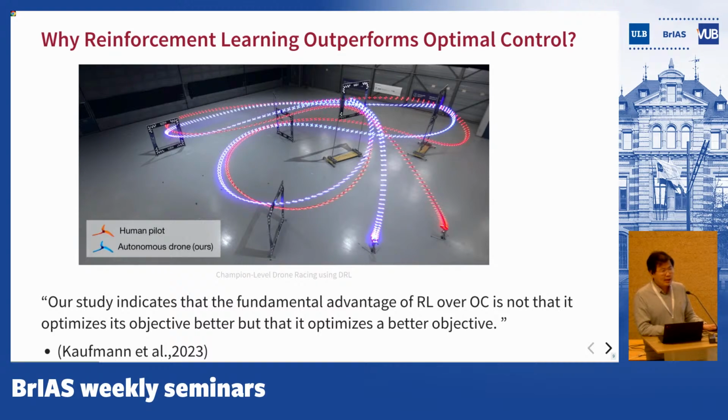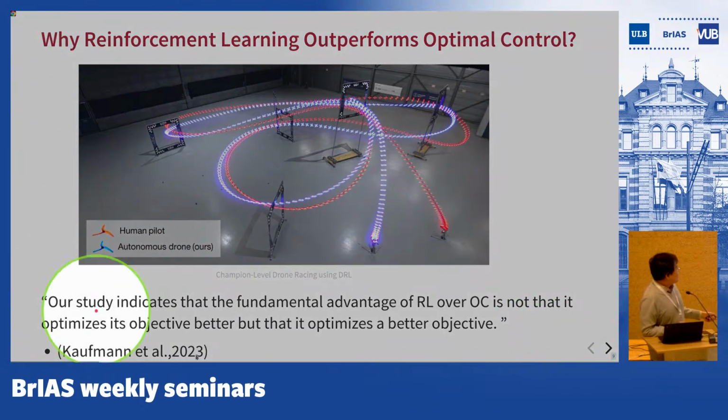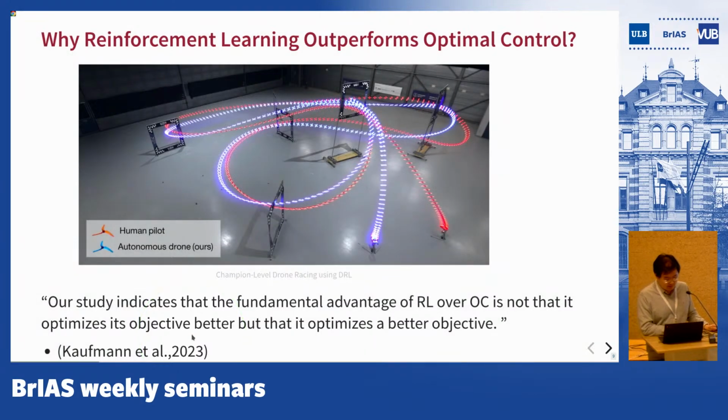And I think people are now starting to consider why we need reinforcement learning. I think this is a very good observation from a paper from the University of Zurich. They published it in Nature, I think in 2023. The title of the paper is Champion Level Drone Racing.